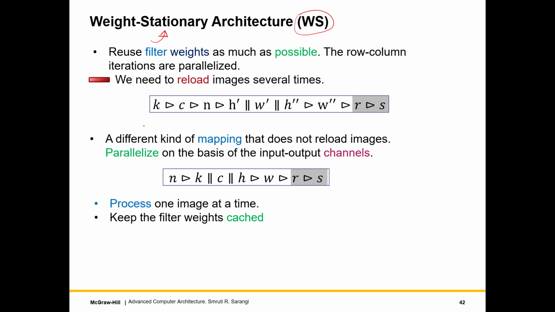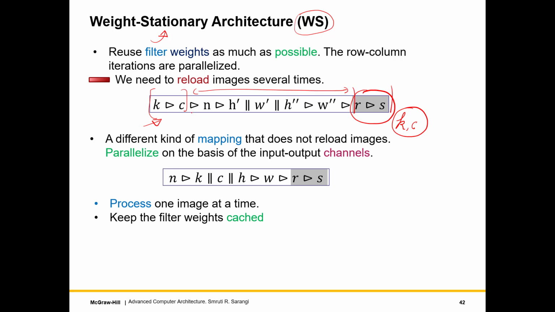Let's take a look at this notation over here. Let us say that all the filter weights are cached, and let's say you want to maximize the reuse. So if you want to maximize the reuse, what will happen? You want to load them once, finish all the computations that require them, and then discard these weights. Basically, the filter is dependent on two parameters, K and C, the output feature map and the input feature map. So what I could do is maximize the distance between this and this.